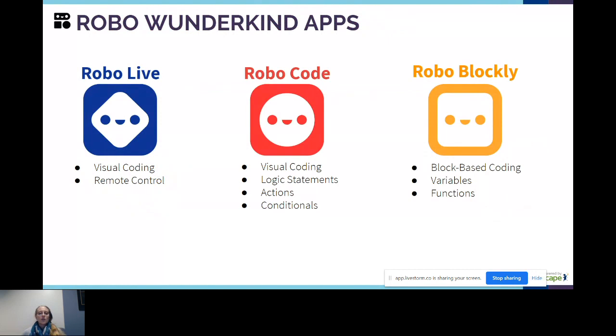There's three apps that Robo offers right now. Robo Live is the most basic app, where it starts with visual coding, you start using Robo like a remote control, and then you really start to learn how to move the blocks and the modules once they are put together. Robo Code is a little bit more complex. It's still visual coding, but now students get to make logic statements and use actions and conditionals to program Robo to make different complex algorithms. Then the newest one is Robo Blockly.